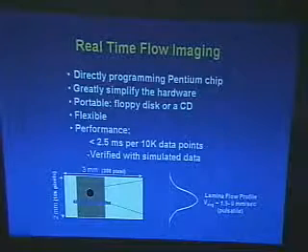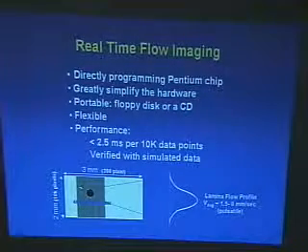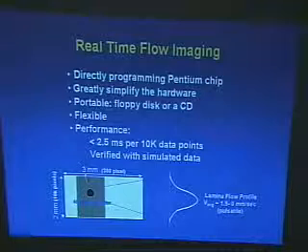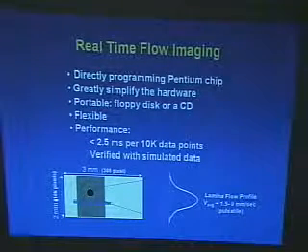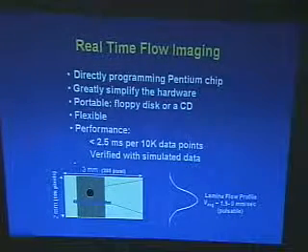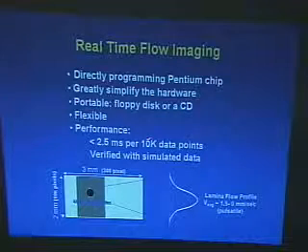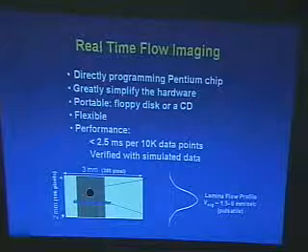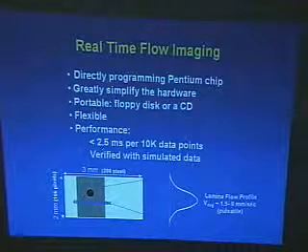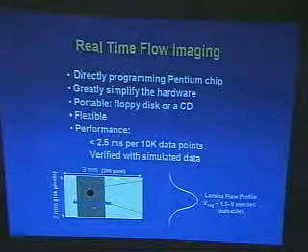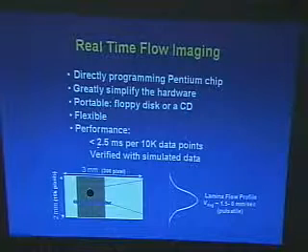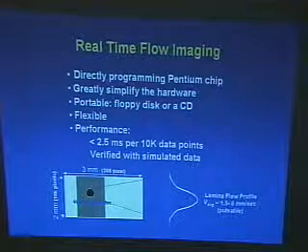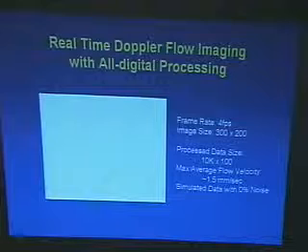Right now we can digitize the signal at 5 megasamples per second. For this particular case, we focus on one line, say we have 10,000 data points, and with the current performance using this digital approach, we are able to recover the flow information for one single line in less than 2.5 milliseconds.